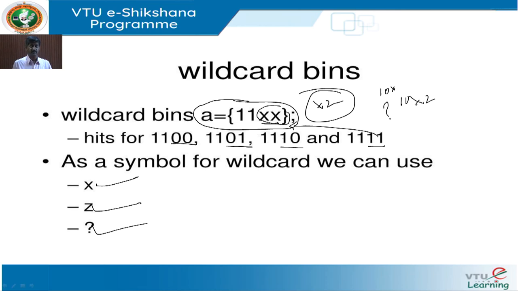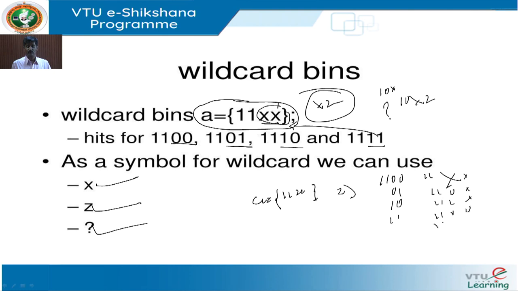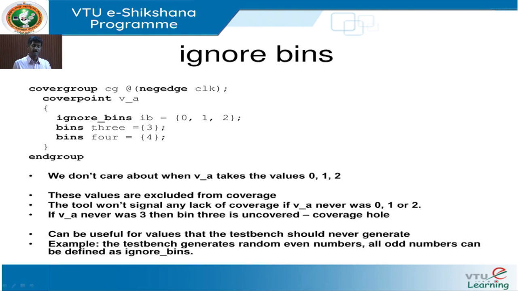So let us say if I defined it as a is equal to 1, 1, z, z, then this value will be 1, 1, 0, 0, 1, 1, 0, 1, 1, 1, 1, 0, 1, 1, 1, 1, as well as 1, 1, x, x, 1, 1, 0, x, 1, 1, 1, x, 1, 1, x, 0, 1, 1, x, 1. Similarly, if I declared it as a 1, 1, question mark, then it takes x and z also. All the wildcard entries can be considered.